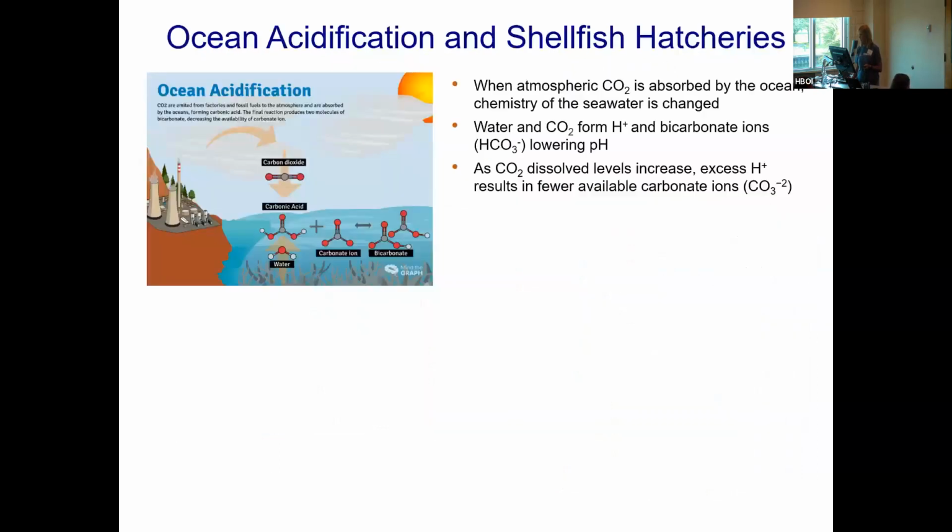All right, moving on. When atmospheric carbon dioxide is absorbed or dissolved by the ocean, the chemistry of seawater changes. Water and carbon dioxide form hydrogen ions and carbonic acid, which then quickly goes into bicarbonate ions, lowering the pH. As more carbon dioxide is dissolved, the levels of excess hydrogen ions increase, resulting in fewer available carbonate ions. And remember, we just talked about carbonate being important for shellfish. That phenomenon is referred to as ocean acidification.